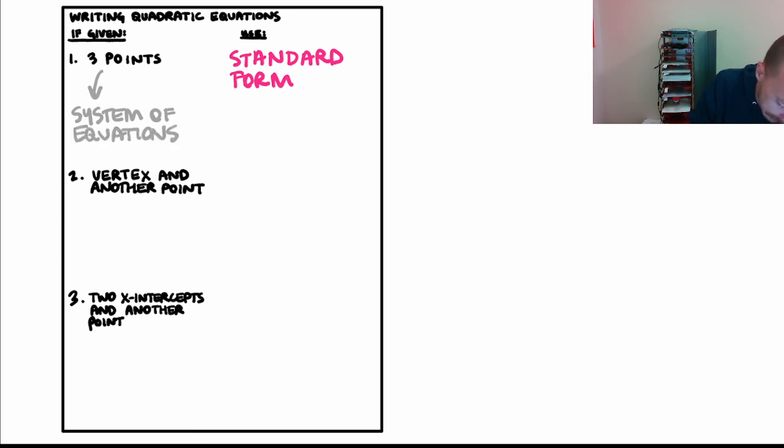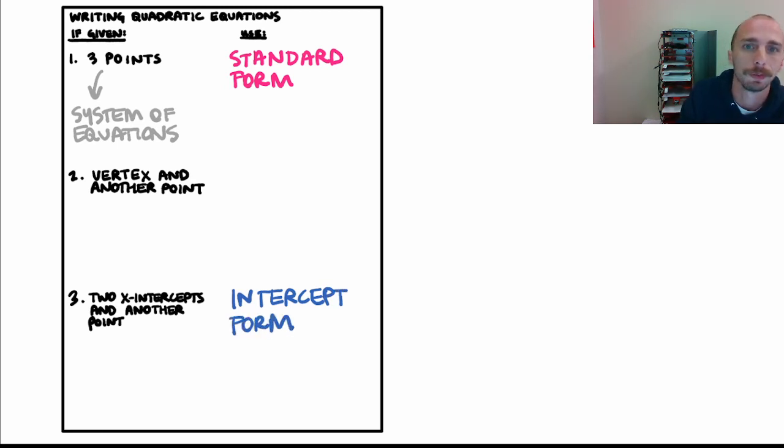I don't think we've done one like number 2 quite yet, so I'll do one off to the side in a second. But we have done the one in this video, 2 x-intercepts and another point. We wanted to use intercept form. That was like those examples I did at the very beginning of this video where we were looking at the picture of a graph or something like that. Okay, that other point, it could be a vertex, it could have been, one of them was a y-intercept, I remember. And so we plug in our 2 x-intercepts and solve for y.